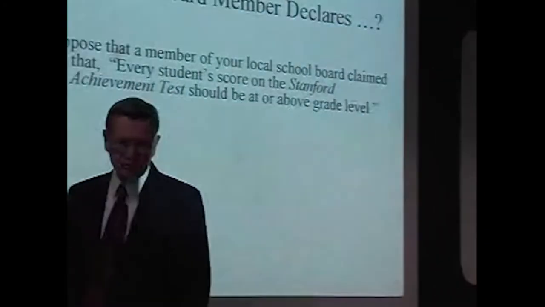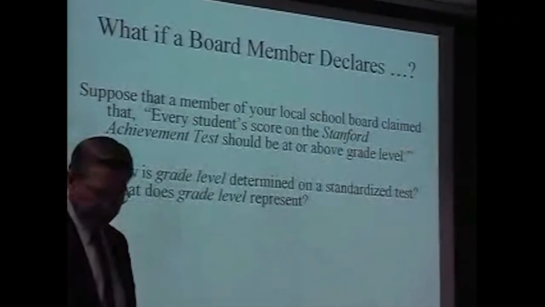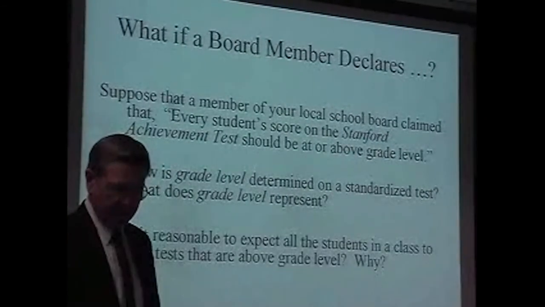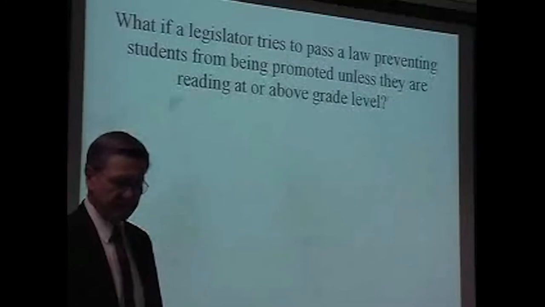So when we treat grade equivalent scores as standards, we're doing something they were never intended to be used for. We're taking something that was a descriptive statistic and acting as if it were prescriptive. And that's not what a descriptive statistic does. It only describes what is. So if a board member declares that, then we need to help them understand what grade level does and does not represent. See, it's this same Blake Wobegon fallacy again, appearing in a different way.